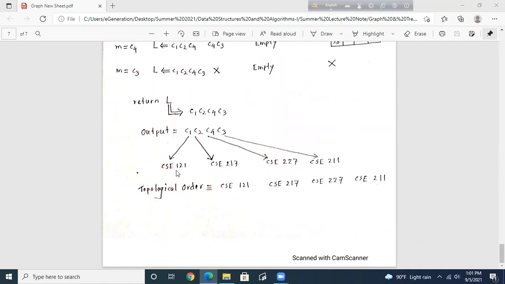So our topological ordering is, at first you have to complete CSC 101. Secondly, you have to complete CSC 217, then CSC 227, then CSC 211. This is our topological order. I hope that you have understood what I am trying to say.